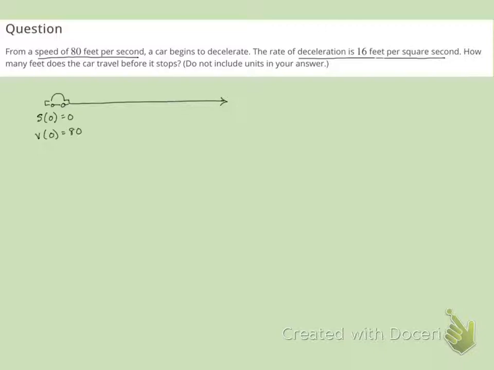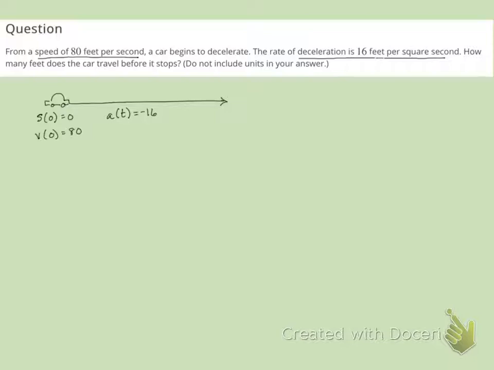And we're told that right after this point, as time starts to increase from 0, this car is decelerating at 16 feet per square second. So we have an acceleration function of -16. So what we're going to do is use that acceleration function to find a velocity function.